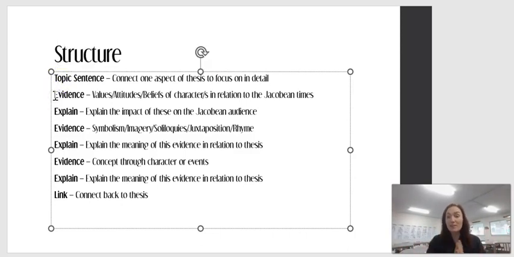Then the first bit of evidence, I really recommend you start with values, attitudes, and beliefs, so the character or characters in relation to Jacobean times. So just go straight there and go, according to the Jacobean values of the time, Macbeth did this, which meant that they would have seen this as this. Or the witches, which is supernatural, associated with the devil, and it was a religious Christian values at the time, the audience would have been shocked by his connection to the witches, that sort of thing. And I don't know, whatever the question is.